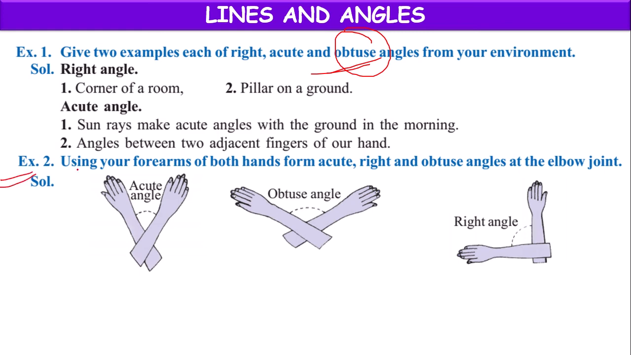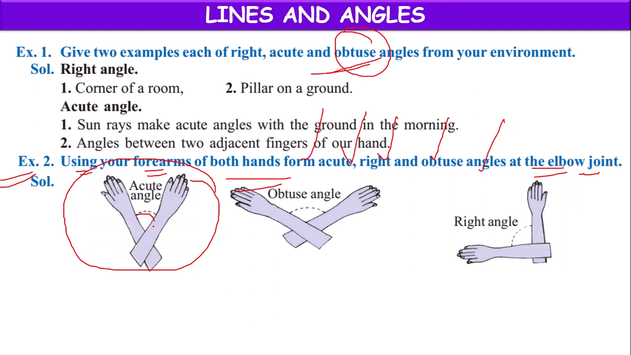Next, example 2: using your forearms of both hands, form acute, right, and obtuse angles at the elbow point. If you keep your forearms like this, then the angle between the forearms will be acute. If you keep like this, then it will be obtuse. If you keep like this, then it will be a right angle. With the help of our forearms, we can form acute, right, and obtuse angles at the elbow joint.